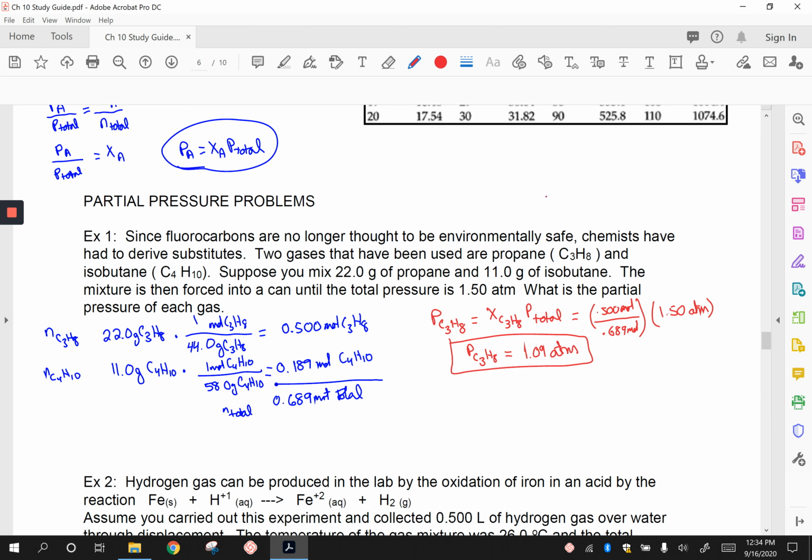If I wanted to find the partial pressure of the butane, I would do the same exact thing. It's going to be the mole fraction of the butane times P total. So 0.189 moles over the total, 0.689. That gives me the mole fraction, and then times 1.50 atm.